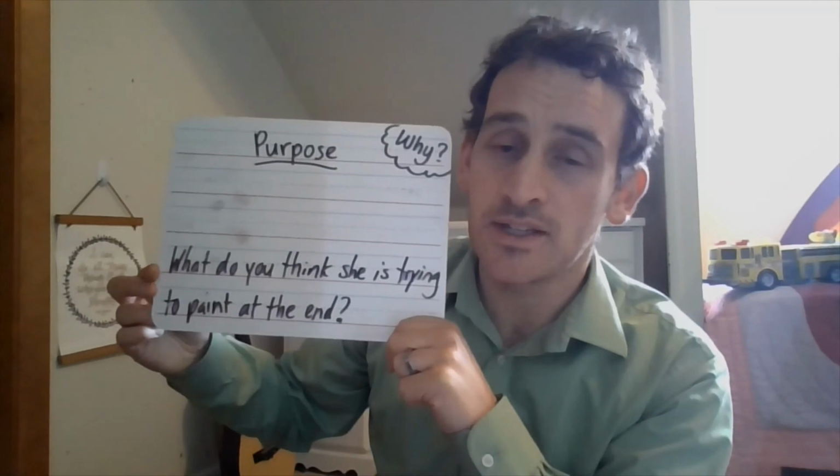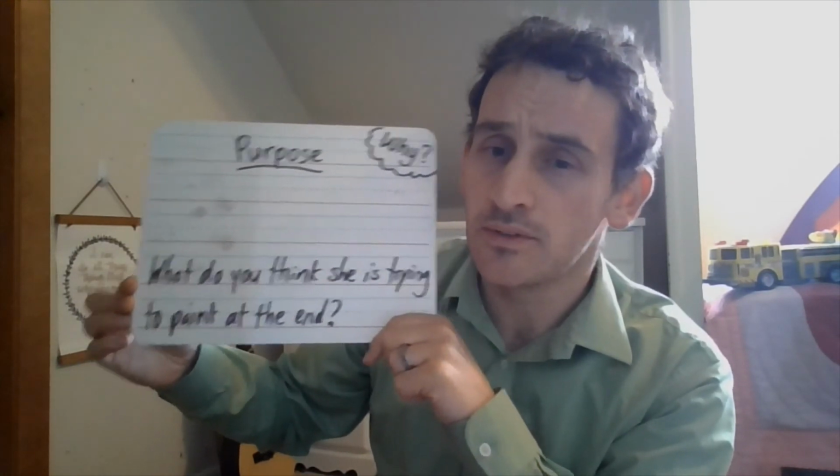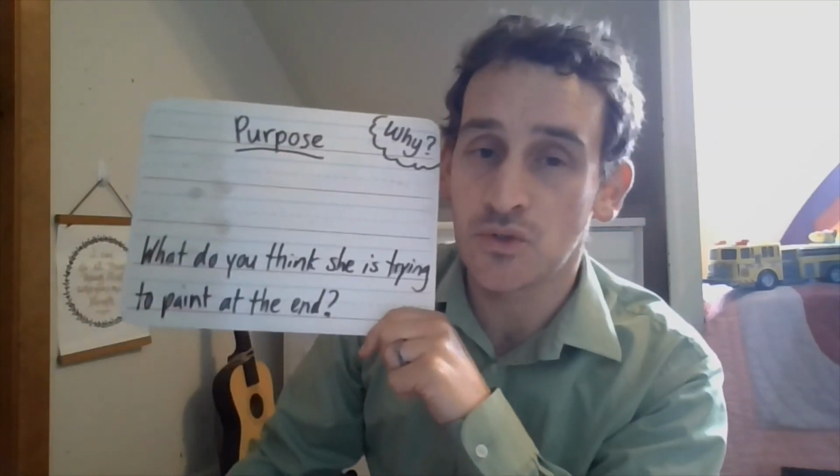The second part is this. What do you think she is trying to paint at the end of the story? And what clues do you get? Let's take a look and see if we can work out what she's trying to paint by the end of the story.